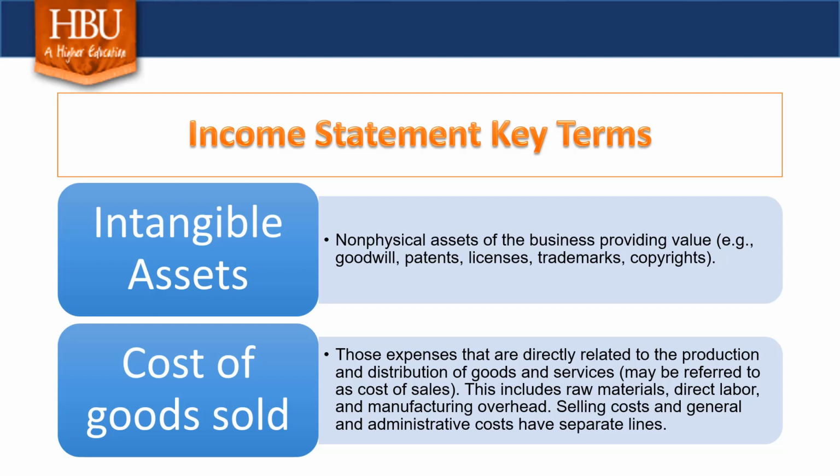Another key term we'll be talking about going forward is the cost of goods sold. These expenses are directly related to the production and distribution of goods and services. They sometimes are referred to as the cost of sales. These include such things as raw materials, labor, and manufacturing overhead. Selling costs and general and administrative costs have separate lines. We'll talk about that going forward.